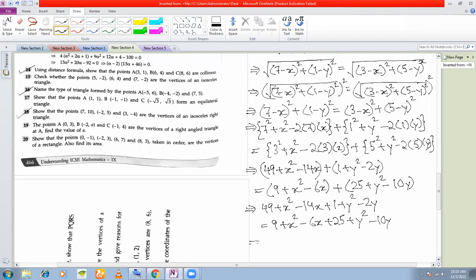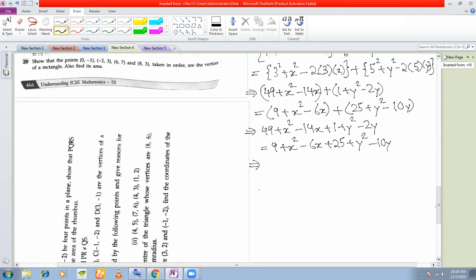Okay, so now what to do? You have to find a relation between x and y. Either you can cancel x square from both sides here, or what you can do is you can take everything to the left hand side and then cancel x square. Both ways you can do. Let's take everything to the left hand side and then cancel.